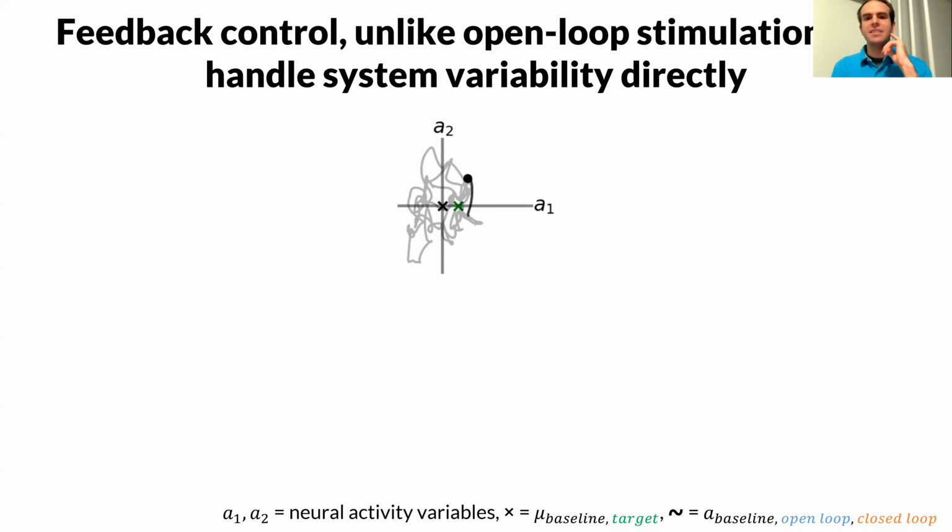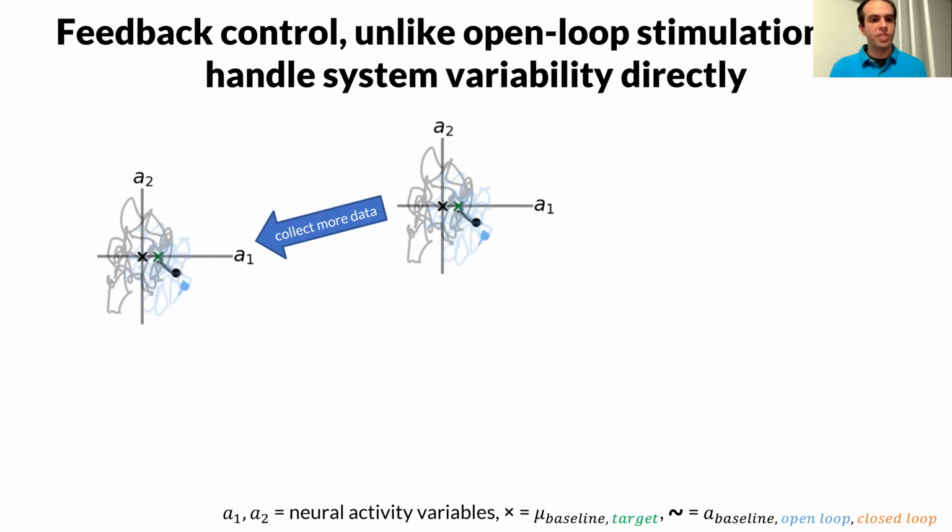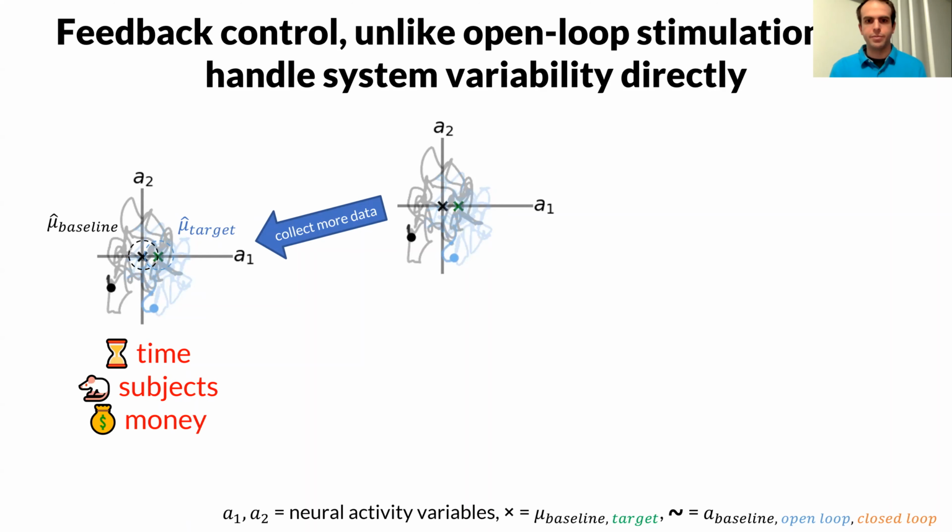With open loop stimulation, the best thing we can do is move that variability over, but our conditions aren't very separable in our explanatory space A, and chances are they won't be in our downstream space B either. We could collect more data, which averages out that variability and makes our estimates more precise, but we can't always do that. Collecting more data costs time and subjects and money.